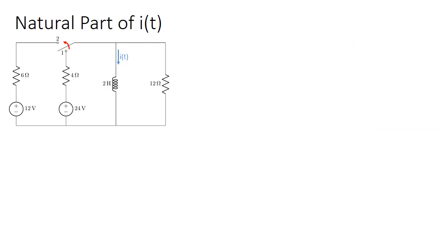Now, we still need to find the natural part of I of t, that's I sub n. This is the part that's due to the movement of the switch and due to the way that the circuit is configured, the elements that we've chosen. When we analyze the natural part of I of t, what we want to do is consider how the circuit will behave without the action of the source. Again, the complete response is going to be the forced part plus the natural part of the current. We've already found the forced part, that is the current as t approaches infinity.